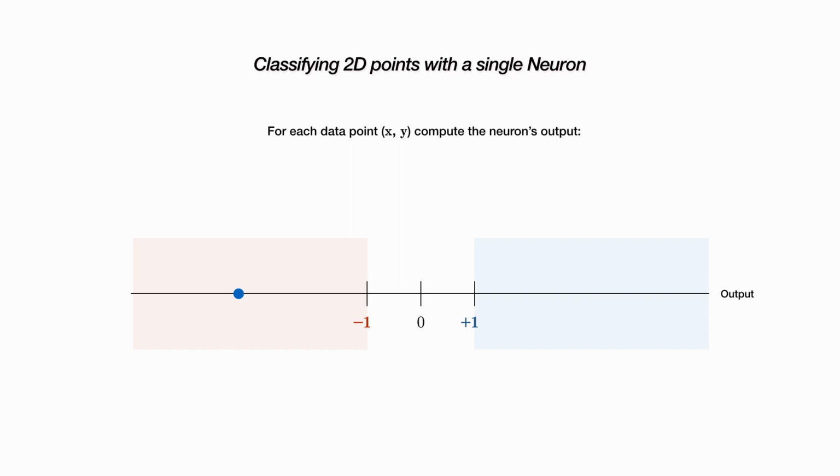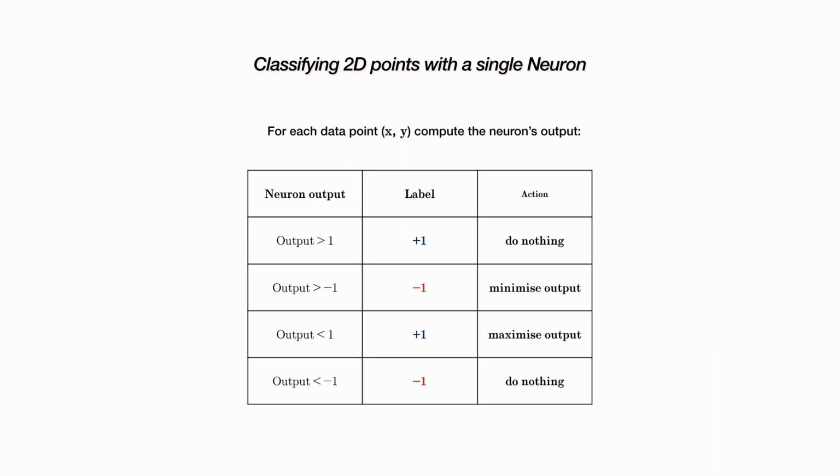And finally, in this case, our data point has the label +1, but the output of the neural network for this data point is less than +1. Yeah? So we need to make it more than +1. To do that, we need to maximize the function for this output. Okay, these are 4 possible cases. Let's put them in a table.